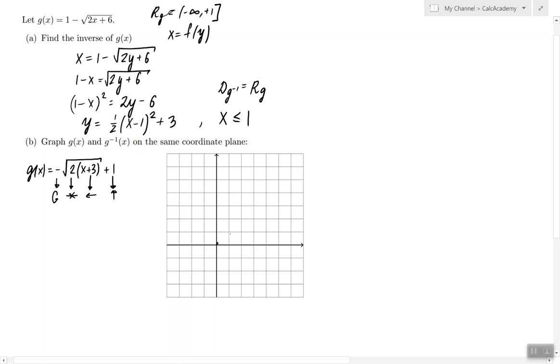So we start with the original parent function, y equals square root of x, and then compress it 2 times. So this is y equals square root of 2x, and then shift it 3 units to the left, 1 unit up, and flip it. So the graph will look something like this. So this is the graph of g of x.